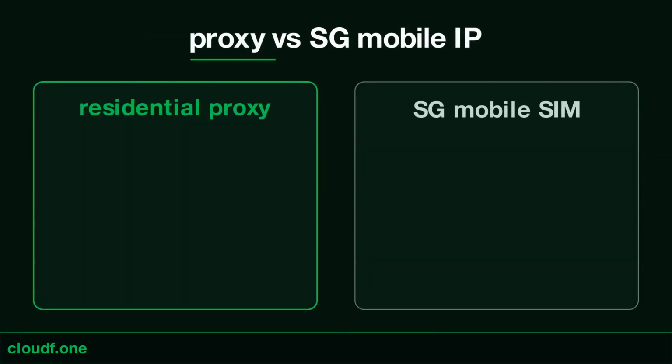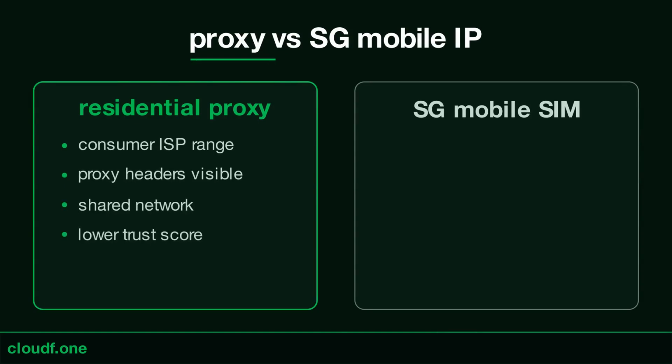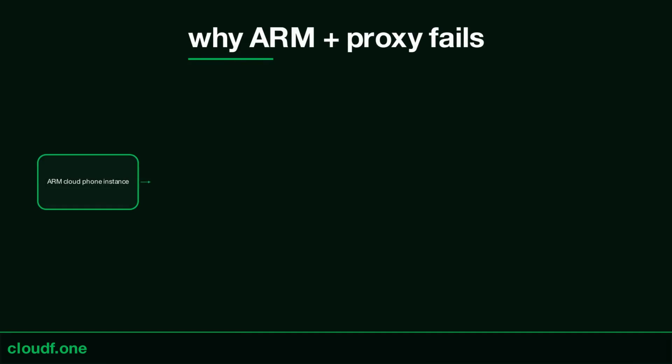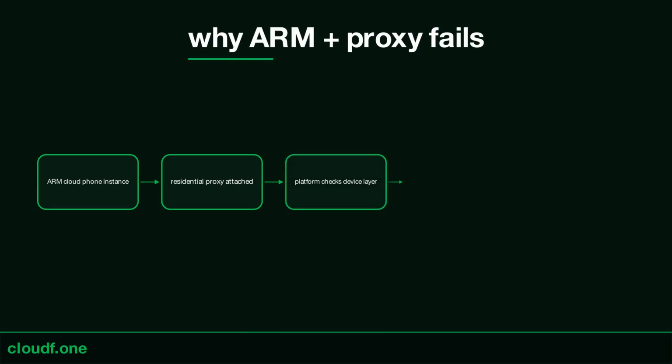A residential proxy on Geelark in front of an ARM cloud phone still has the underlying ARM kernel reporting as virtual, and the IP layer doesn't fix that. So if your destination platform checks at the device layer, an ARM instance with a residential proxy fails before the IP is even evaluated. Cloud.one offers a free 1-hour trial on a real Singapore phone, no card.